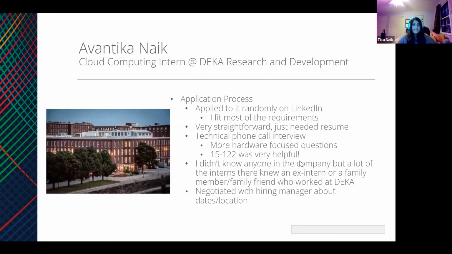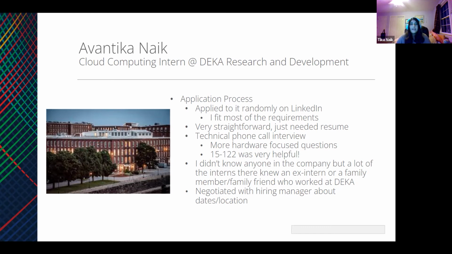Next slide, please. Yeah, so the way the application process went for me was I found DECA randomly on LinkedIn. I was just applying to places and this popped up. I really liked the work that I would be doing, and I thought I fit most of the requirements, or I could learn that by the time the actual summer came. In terms of the application, it was very straightforward. It was just a resume, no cover letter or anything.